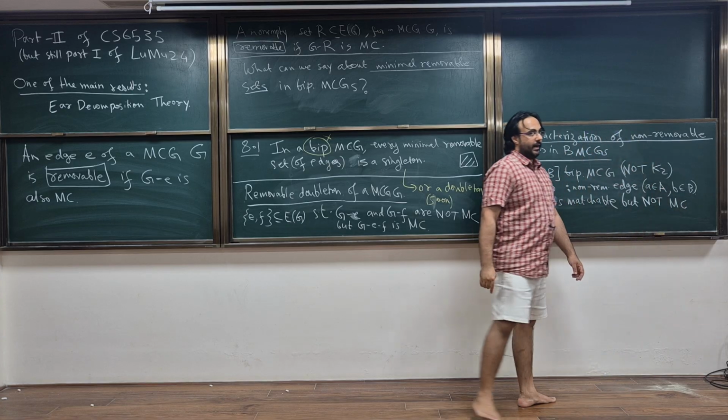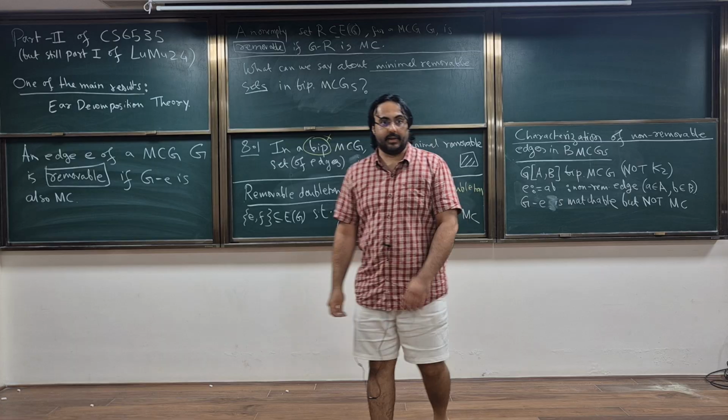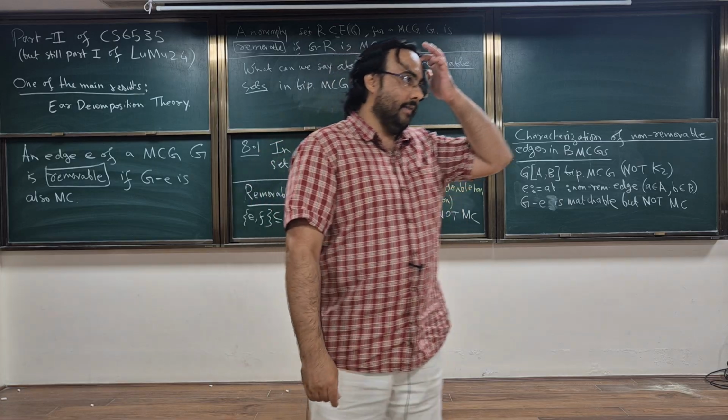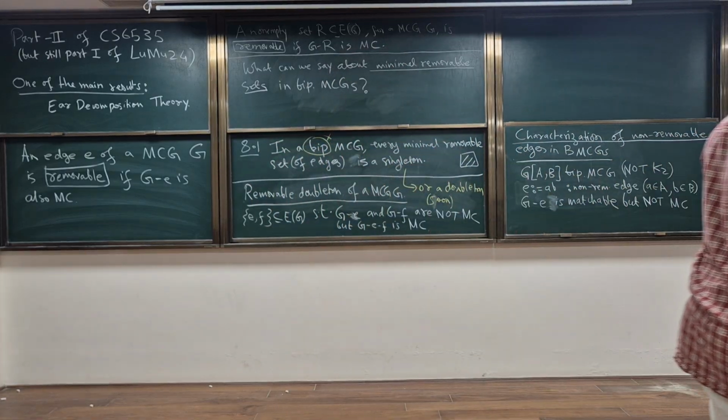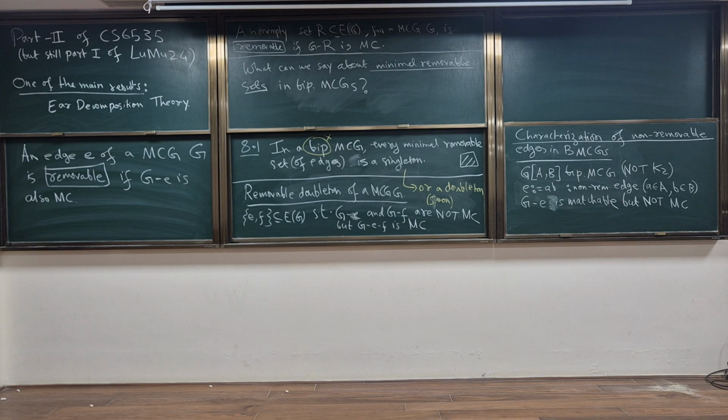So you have a bipartite graph, clearly the original graph is bipartite. You have deleted one edge, and you have a matchable bipartite graph that is not matching covered. Now try to apply things you already know. What does a bipartite graph that is matchable but not matching covered look like?